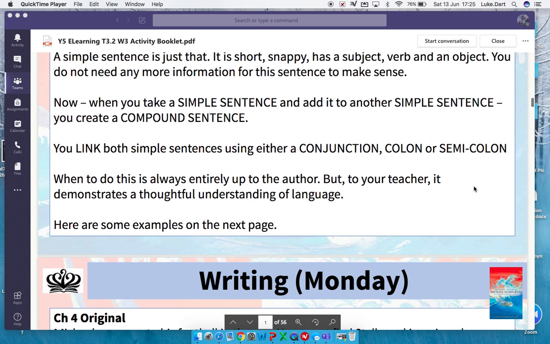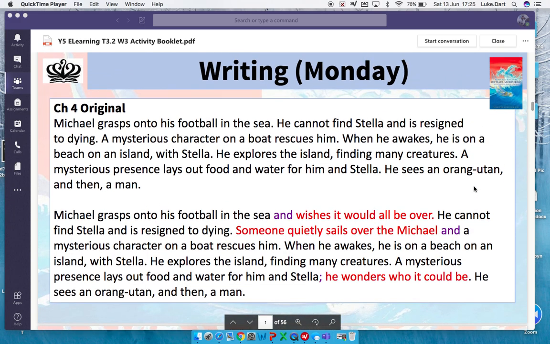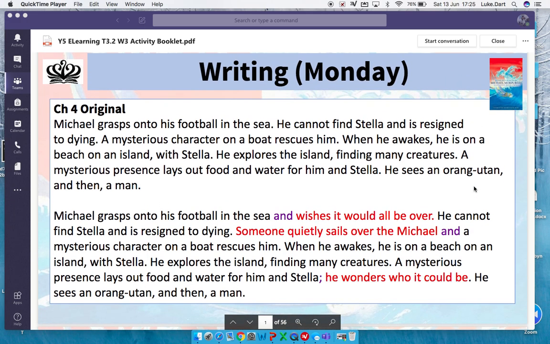Let's have a look at a few examples. So, if you look above, this is the original summary of chapter 4. Michael grasps onto his football in the sea. He cannot find Stella and is resigned to dying. A mysterious character on a boat rescues him. When he awakes, he is on a beach on an island with Stella. He explores the island, finding many creatures. A mysterious presence lays out food and water for him and Stella. He sees an orangutan and then a man.